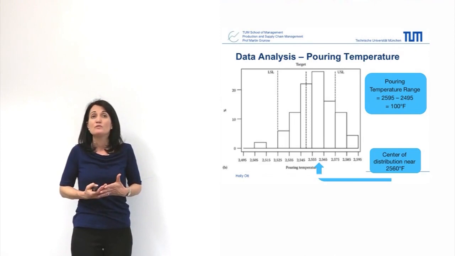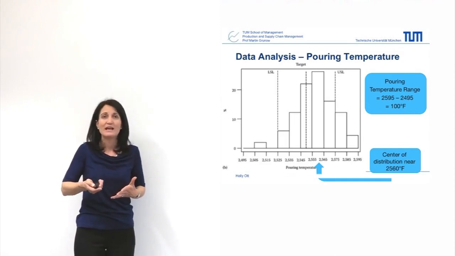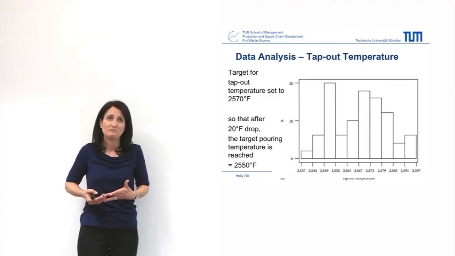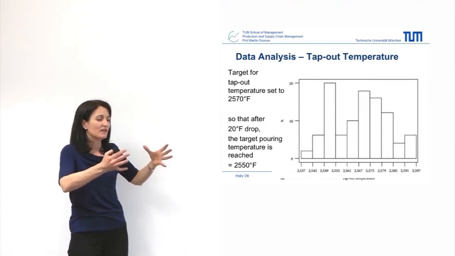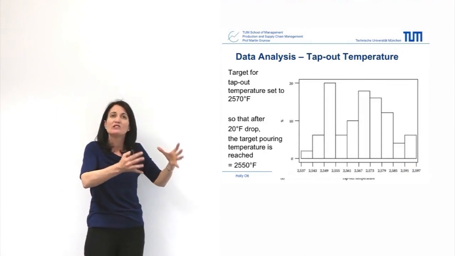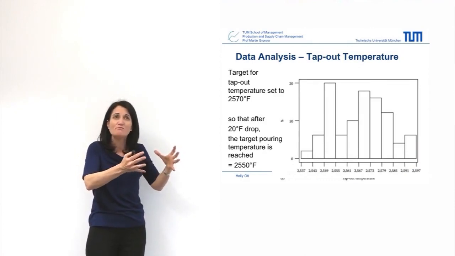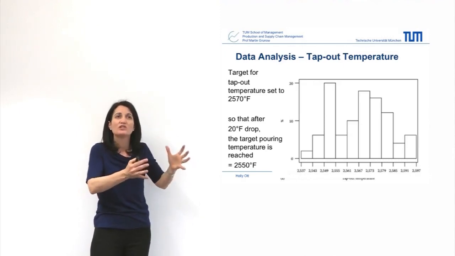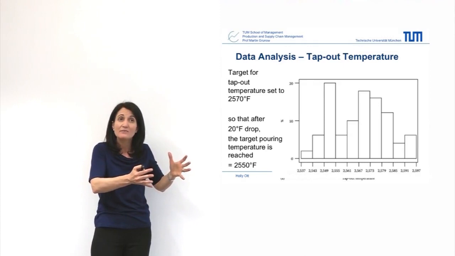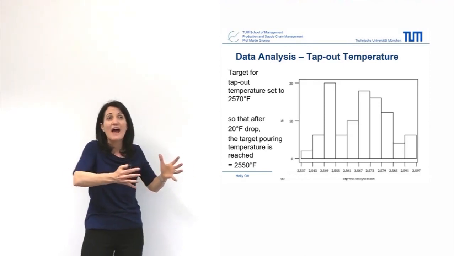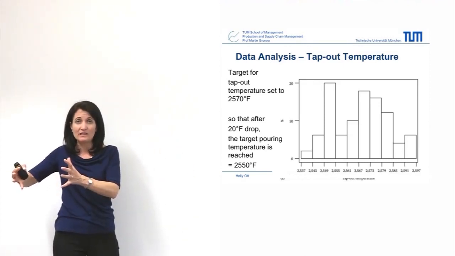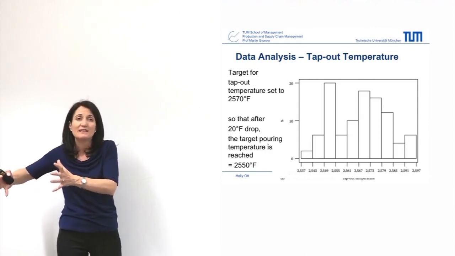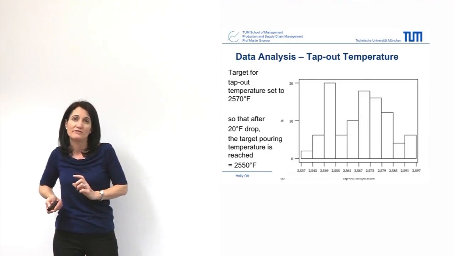But what should you do? So let's go one more slide forward and we get to the tap out temperature. Now here we see the data that we've collected from when the iron is actually molten and when it's taken out. Now, again, we had targeted 2,570 degrees Fahrenheit so that after traveling 150 yards, it would be at the target of 2,550.